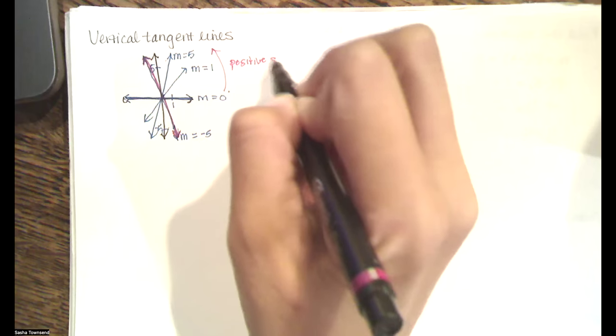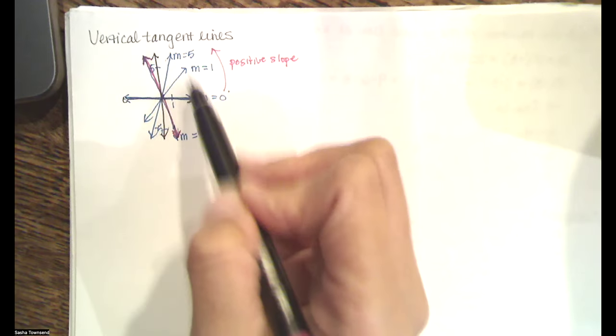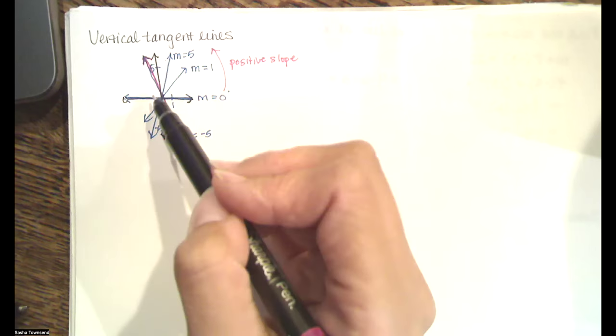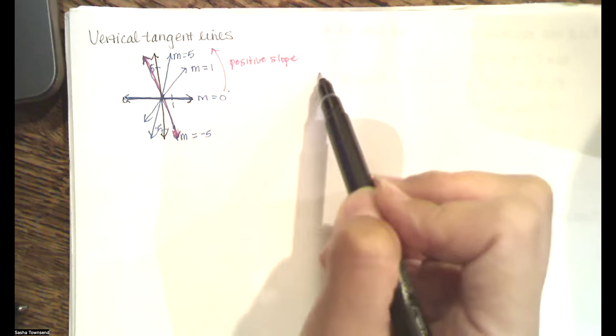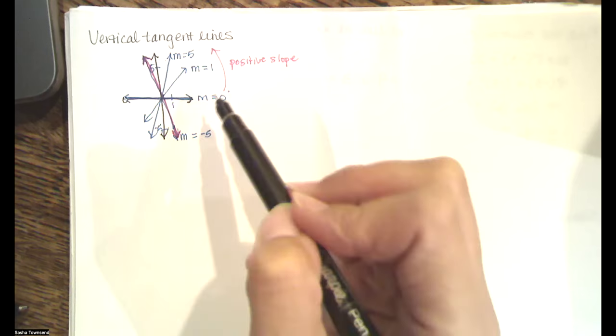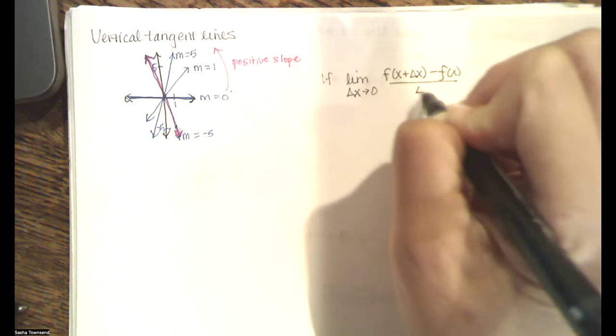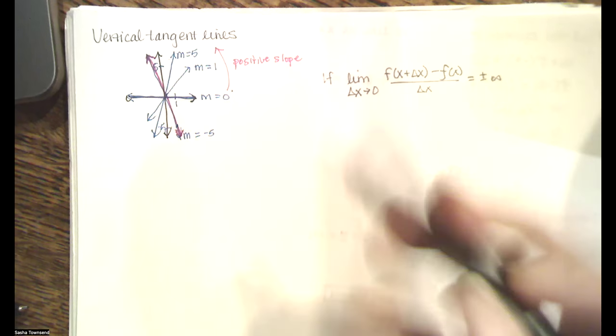So if our lines increase from left to right, I almost wish I didn't draw that decreasing one. All of these lines have a positive slope. And as the lines get closer and closer to being vertical, like if the slope was 20, I'd go up 20 and over 1. So it'd be very, very steep. As that limit goes to infinity, so we have delta y over delta x, and delta x is 0 where delta y is not, then we would have a vertical tangent. So if you take the limit as delta x approaches 0 of f of x plus delta x minus f of x divided by delta x, and you get plus or minus infinity, that's going to correspond to a vertical tangent line.